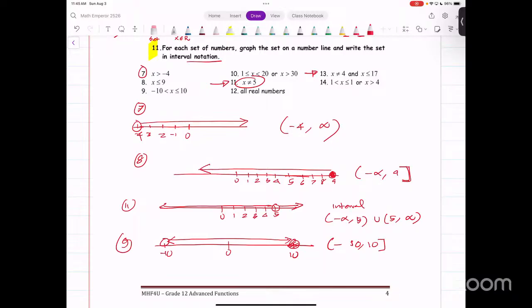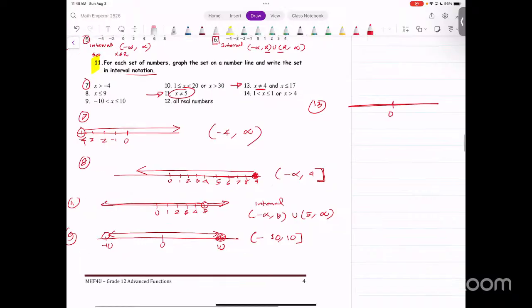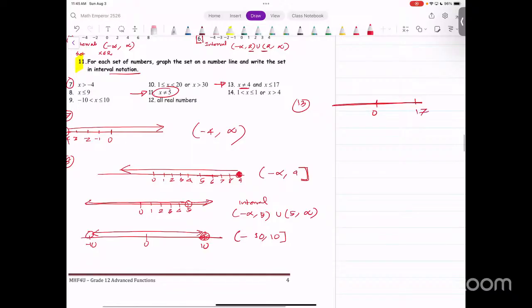Okay. Now going back to number 13. So how do we do 13? X is not equal to 4. If I want to do that on a number line, it says two conditions need to be satisfied: X is not equal to 4, but X is less than 17. So we think about anything where X is less than 17. X is less than 17 is supposed to go this way. With that, you need to make sure X is not equal to 4.